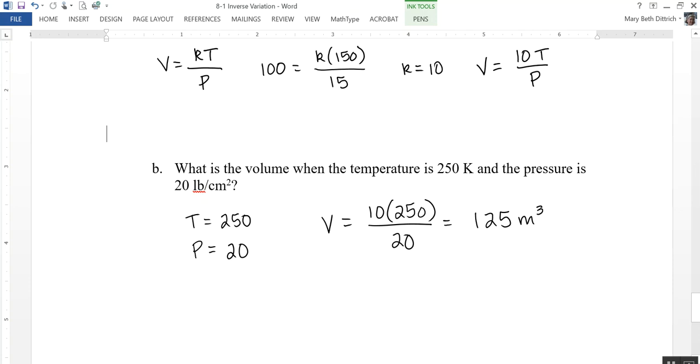So in this section we took a look at inverse variation, how to write inverse variation equations, how to solve them, and took a look at different types of joint variation.